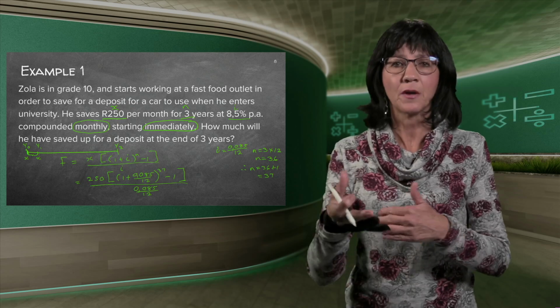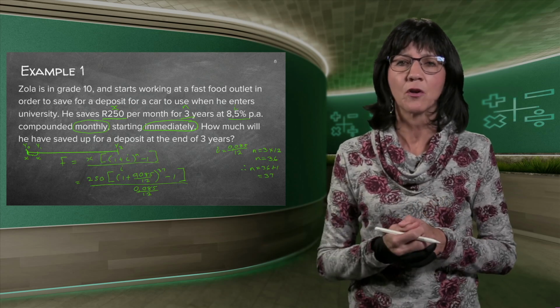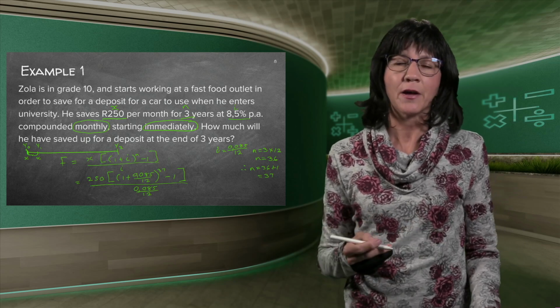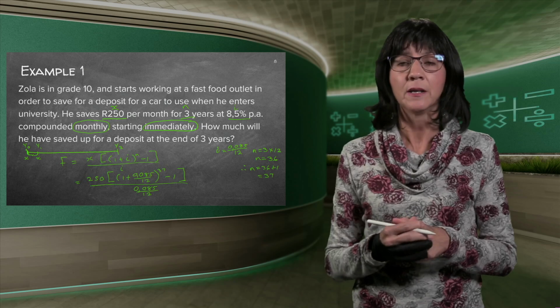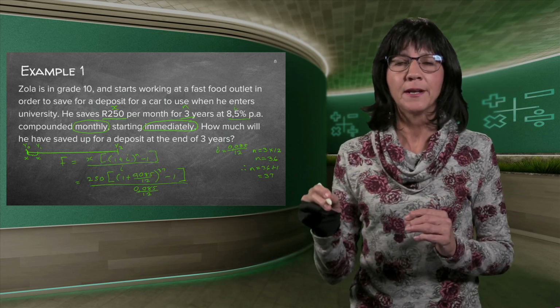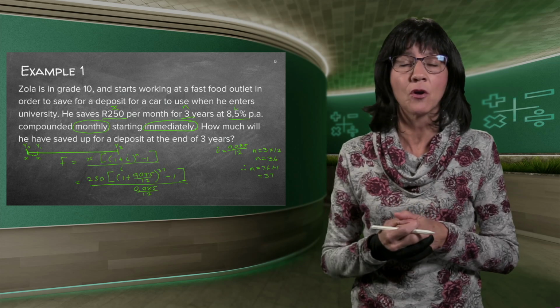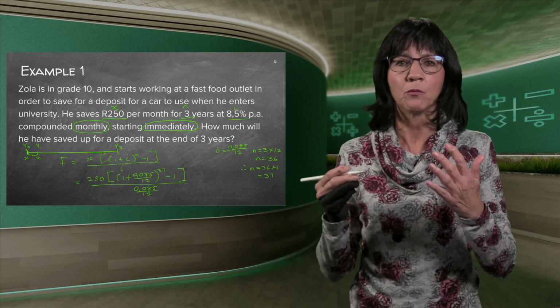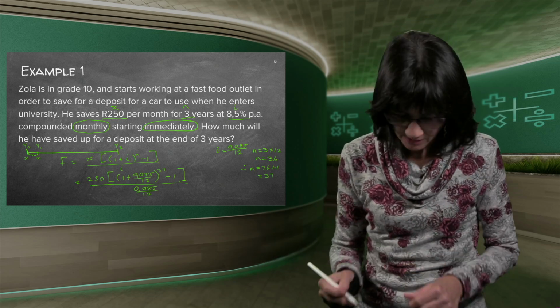Now again, I'm not working it out. I'm just leaving it like that on my calculator. I will slot in everything. You know by now how to slot all of this into your calculator. Just make very sure that you've added 1 to the N. Can you see I did not add it on my formula? I just added it when I worked out my I and my N. And why did I add a 1? Because they said I'm starting immediately.